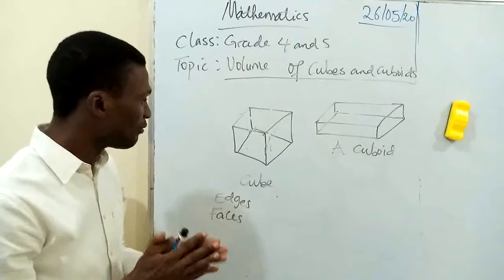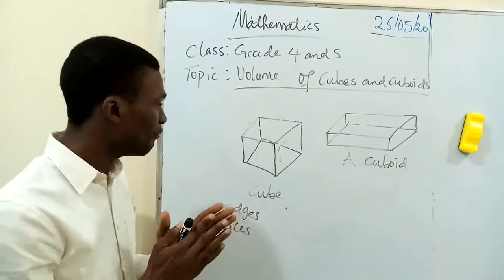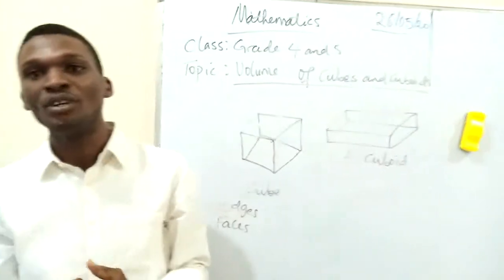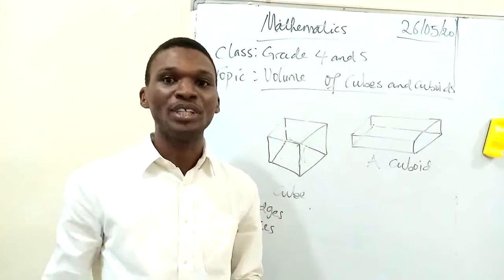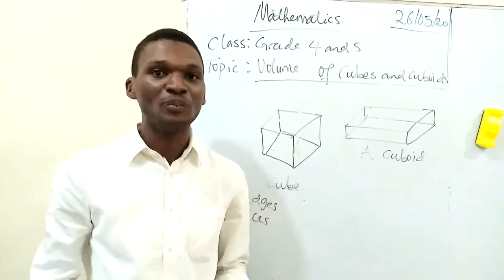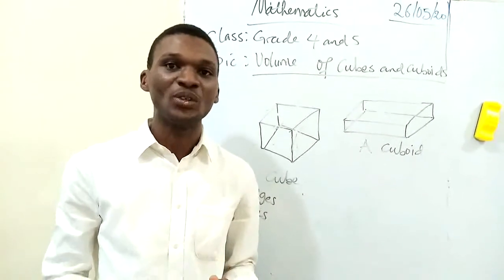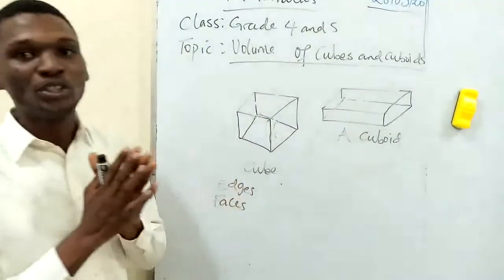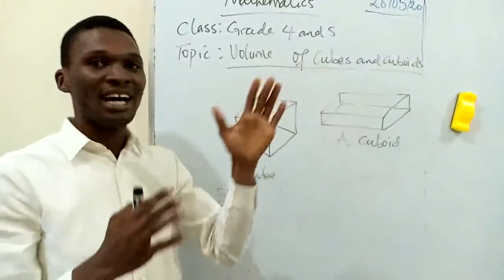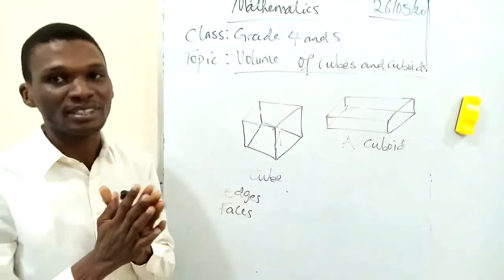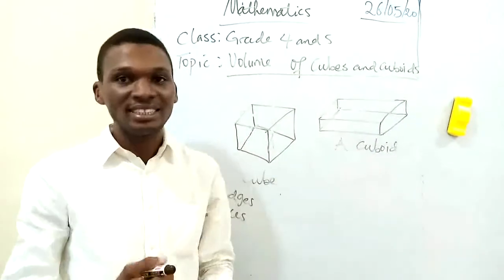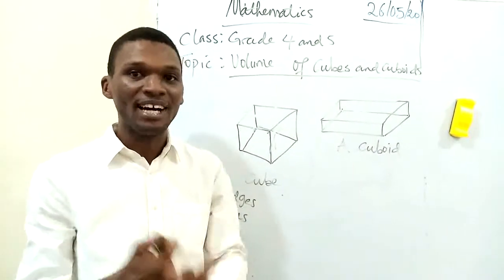Now we are applying the different formulas in calculating the volumes of both the cube and the cuboid. What is volume? Volume is the amount of space an object occupies. The amount of space an object occupies is referred to as the volume of that shape. Both the cube and the cuboid are 3-dimensional shapes, because they have length, breadth, and height.